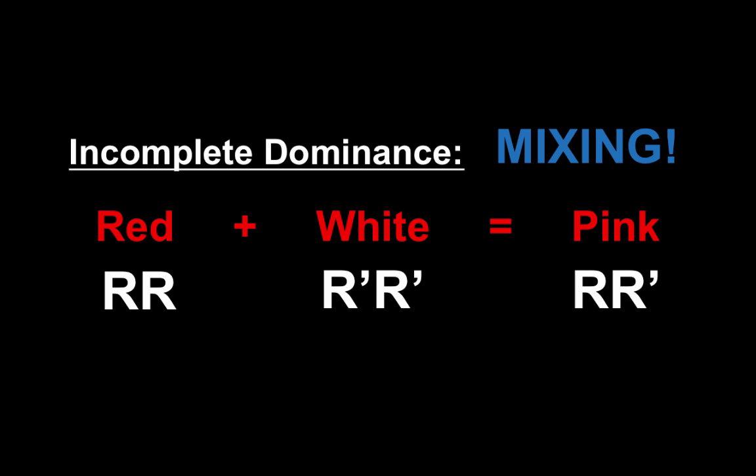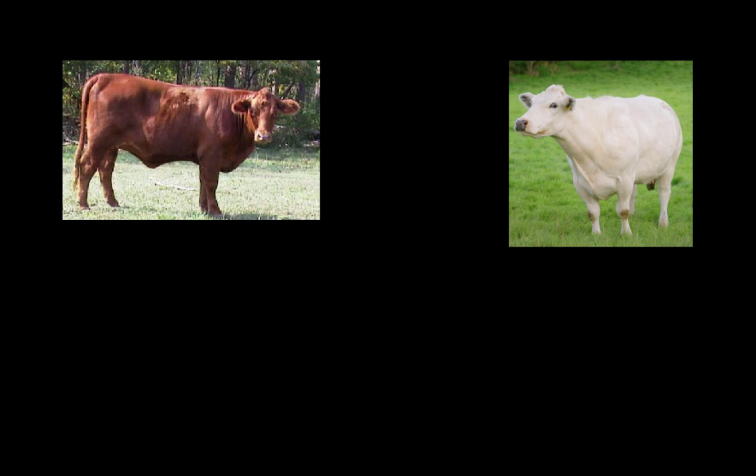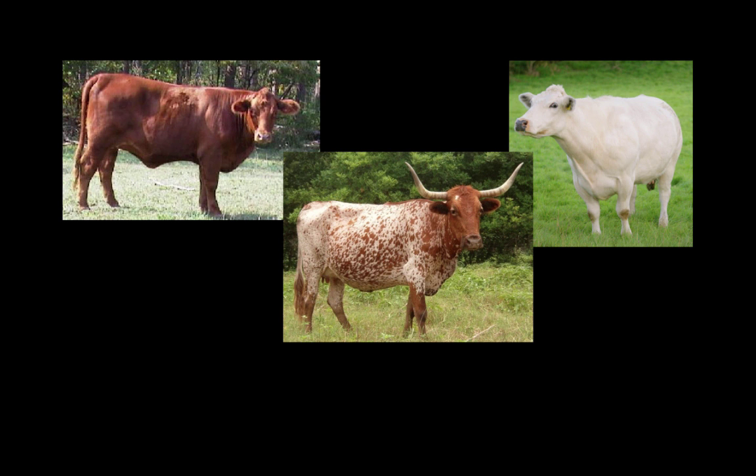Another example of incomplete dominance would be like long hair, short hair. The heterozygous would be medium hair. It's in between. Now let's say we have a different example where red and white doesn't equal pink, but equals spots. That would be codominance.